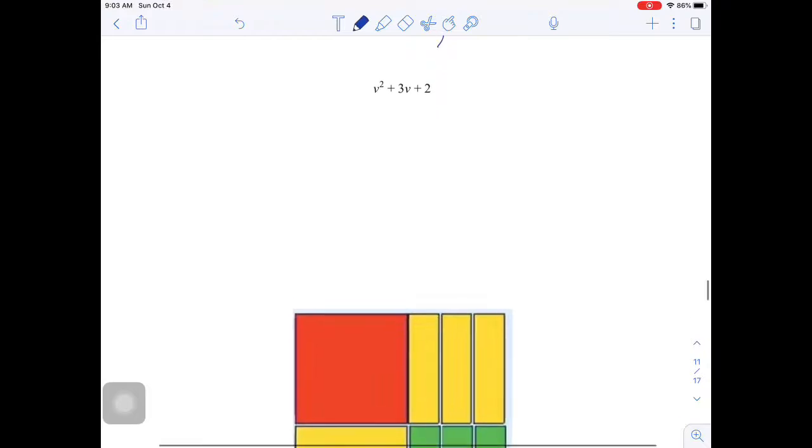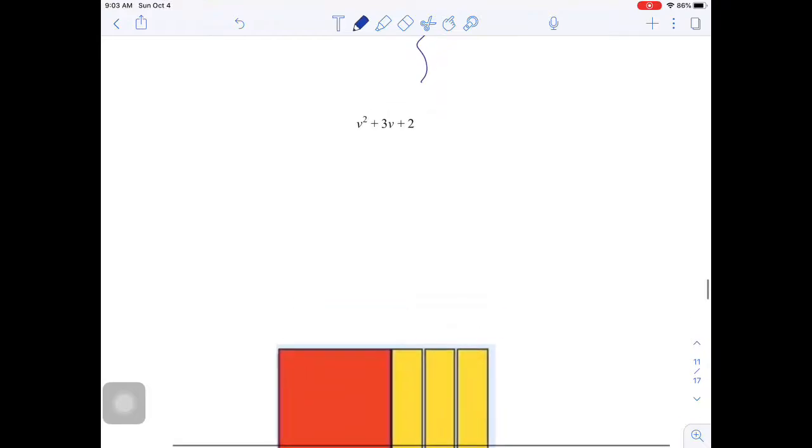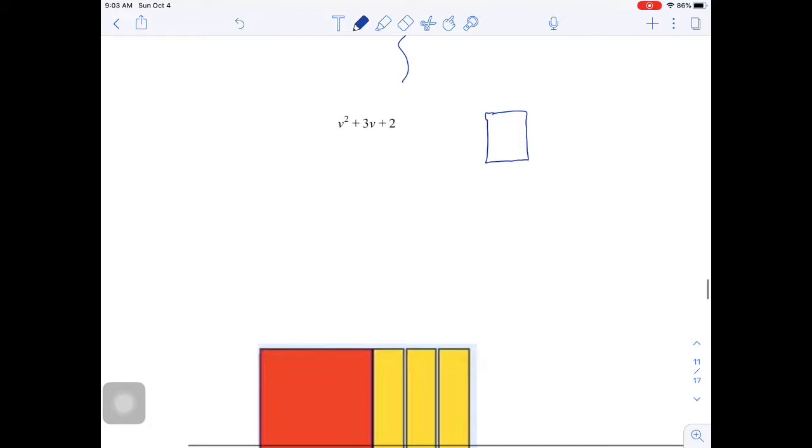Now here we can visualize v squared, 3v, and 2. So what does that look like? Well, if we lay that out, that means we have one big square. What else do we have? We have 3 long lengths, and then we have 2 cubes. So remember, 3v represents these tiles.